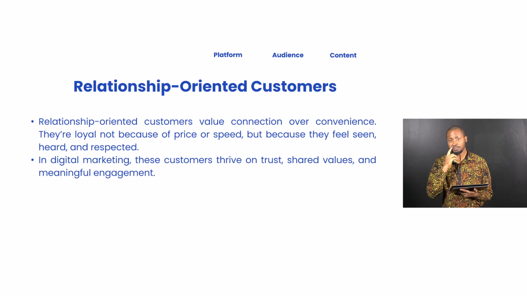So in digital marketing, these customers thrive on trust, because once they see you as family, once they see you as a brother, once they see you as a sister, some of them can even see you as a mother. Yeah, there are some customers that will see you as a mother, they will see you as a friend. So they thrive on trust, shared values, and meaningful engagement.